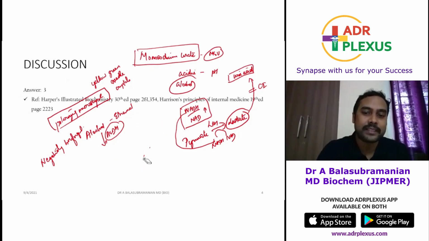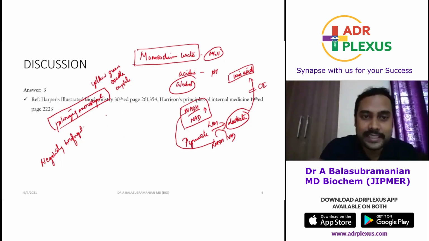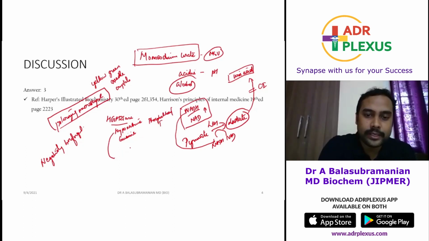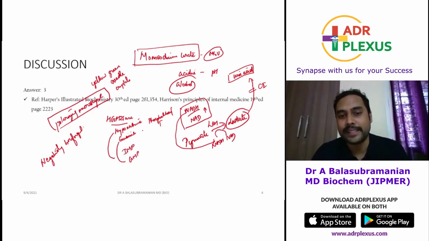That is the salvage pathway, right? So where is HGPRTase involved? What is the meaning of HGPRTase? Hypoxanthine guanine phosphoribosyl transferase, which means hypoxanthine is converted to inosine monophosphate, and guanine is converted into guanosine monophosphate by this enzyme.